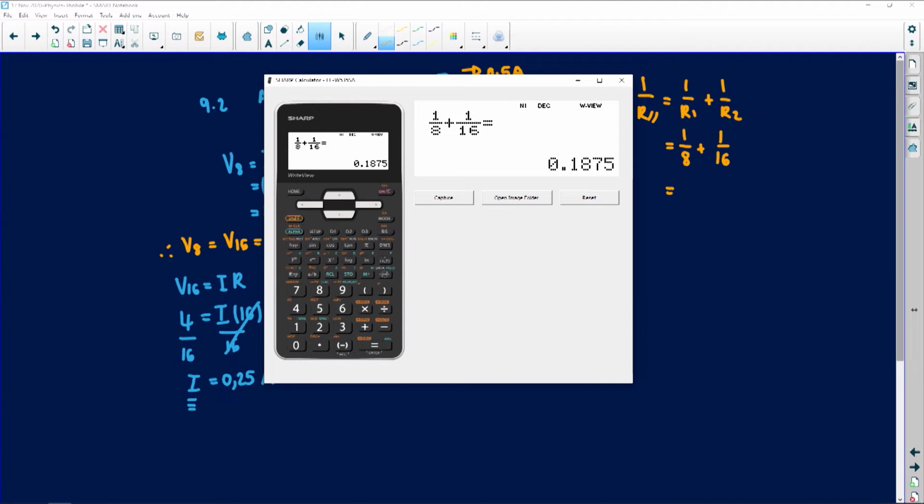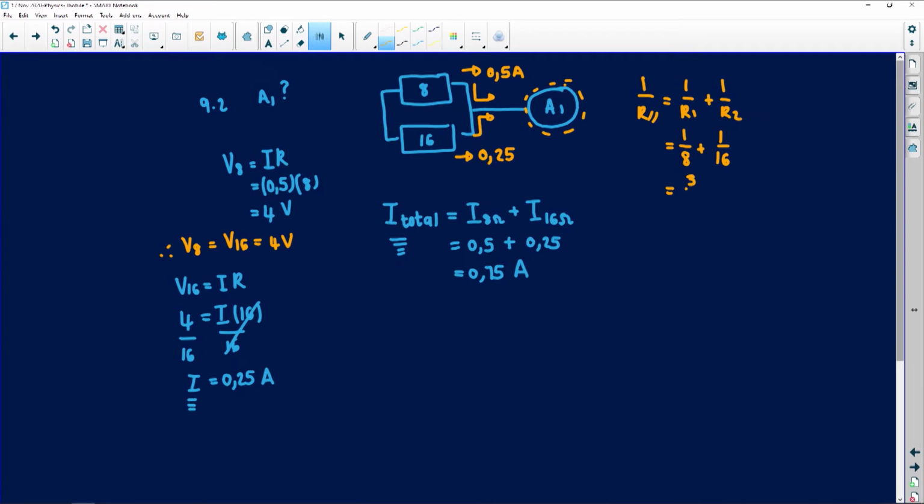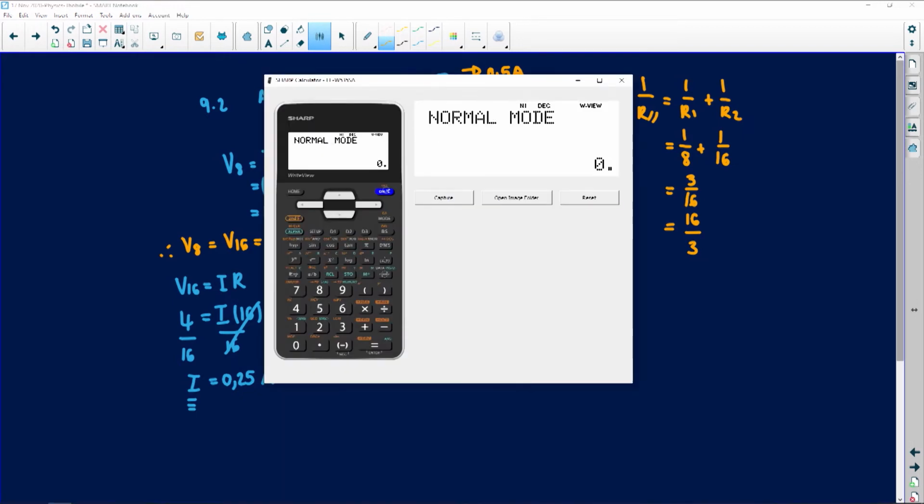And then I'm going to get a reading of, let me just leave it as a fraction, 3 over 16. I nearly made a mistake. 3 over 16, and then you do the tip and tap. Remember, the denominator becomes the numerator, and the numerator becomes the denominator. Let me put this in my calculator. So this becomes 16 over 3.